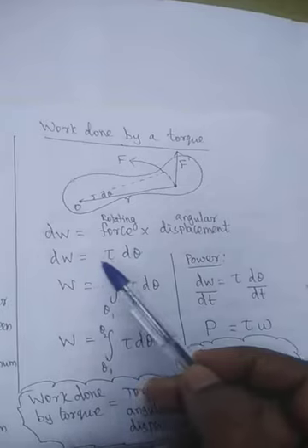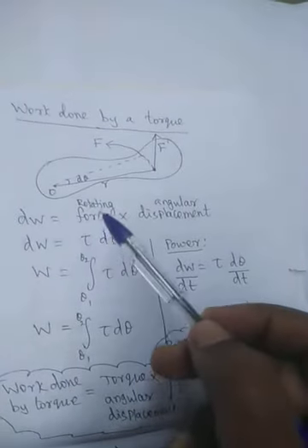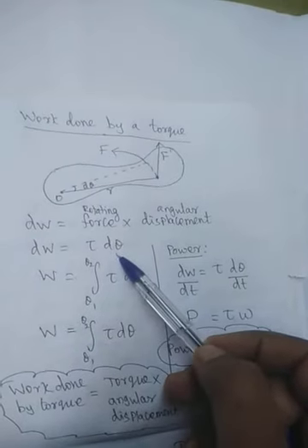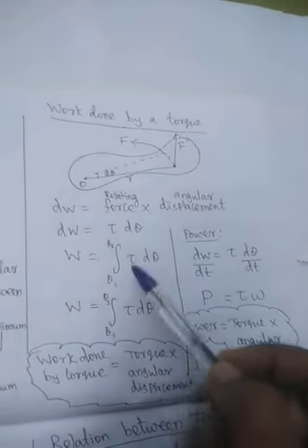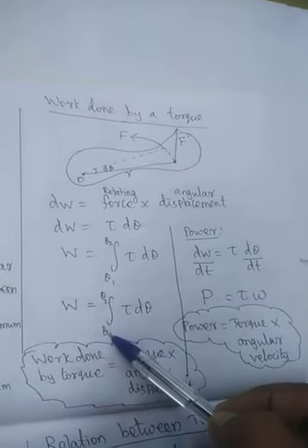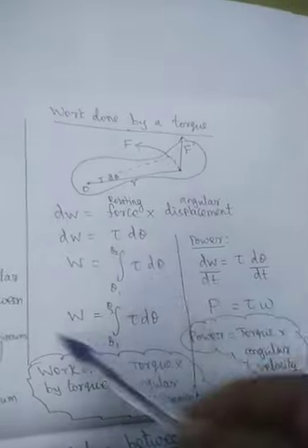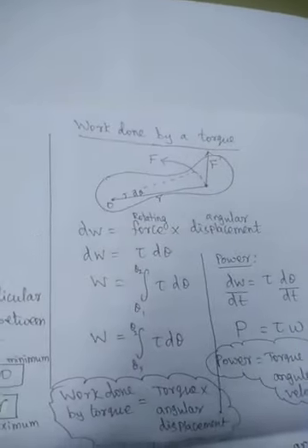So dW, the small work done, is equal to torque, which is a rotating force, that is, the moment of force, into d theta. For the total work done, we have to take the integration, the integral of tau d theta, where the initial angle is theta 1 and the final angle is theta 2. Hence we can find the work done by the torque.